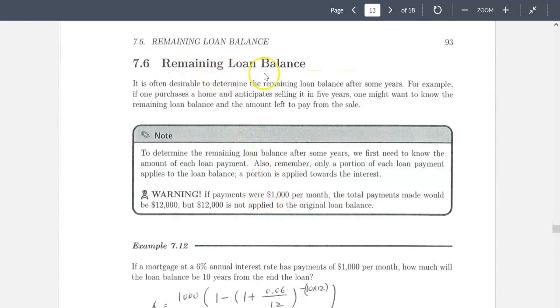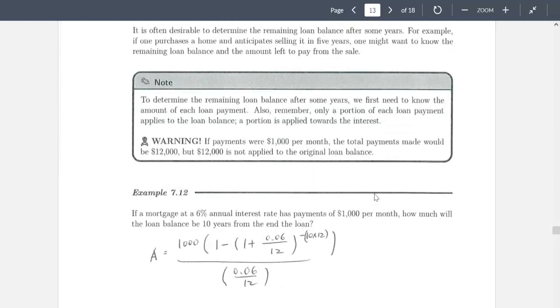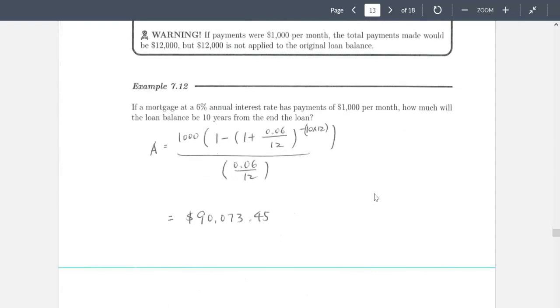All right, so remaining loan balance. We use this to know how much the loan balance will still be if you've already started paying. For example, a mortgage at 6% annual interest with a payment of $1,000 per month and a term of 12 years. How much will the loan balance be 10 years into the loan? If you pay 10 years into it, how much do you still have left over?